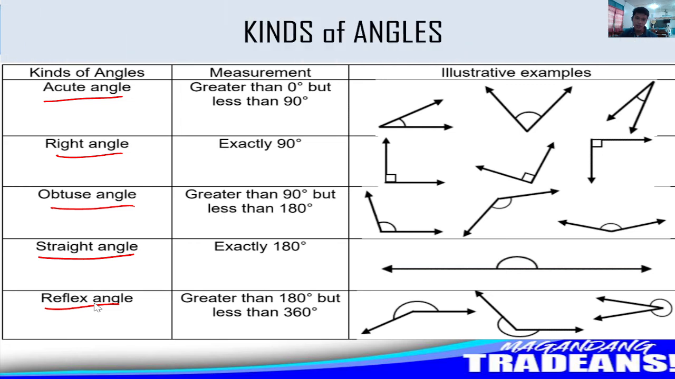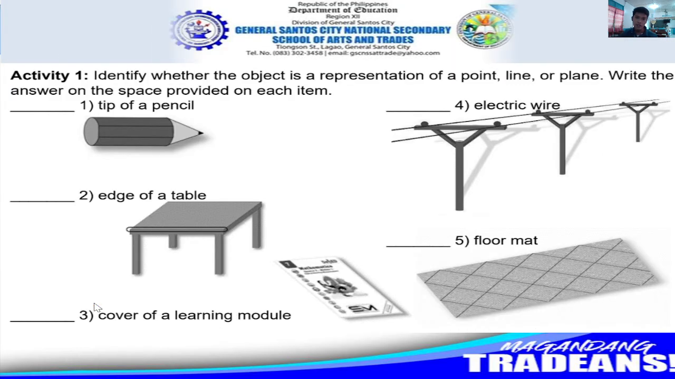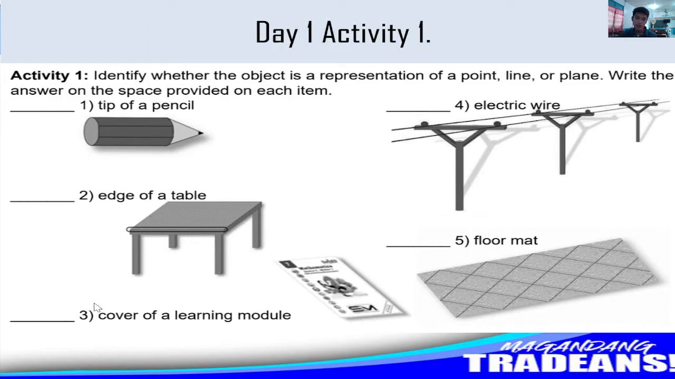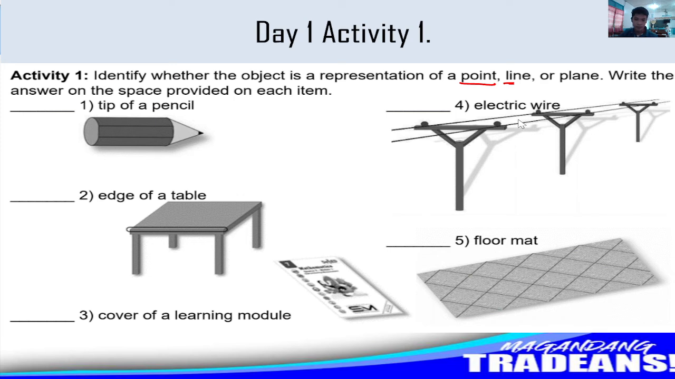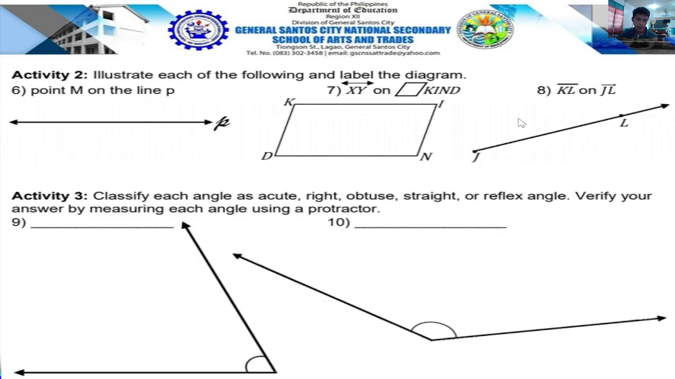Okay, let us continue. So, for activity number 1, I would like you to answer this one. Identify whether the object is a representation of a point, a line, or a plane. So, you are just going to write the word point if it is a point, a line, or a plane. So, this is, how many points is that? For a while, tingnan natin.